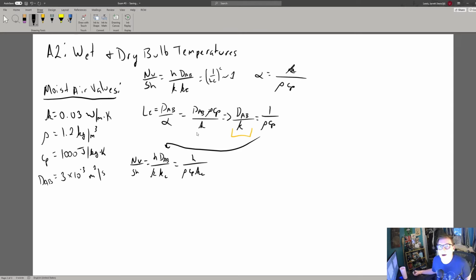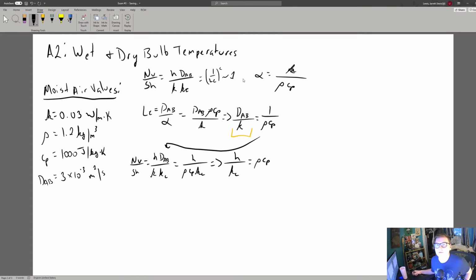Okay, and so again, we're assuming that the Lewis number is very close to 1, so we can further divide these out, separate our terms, and then we get this relationship here, that the heat transfer coefficient divided by the mass transfer coefficient is equal to the density times the heat capacity.